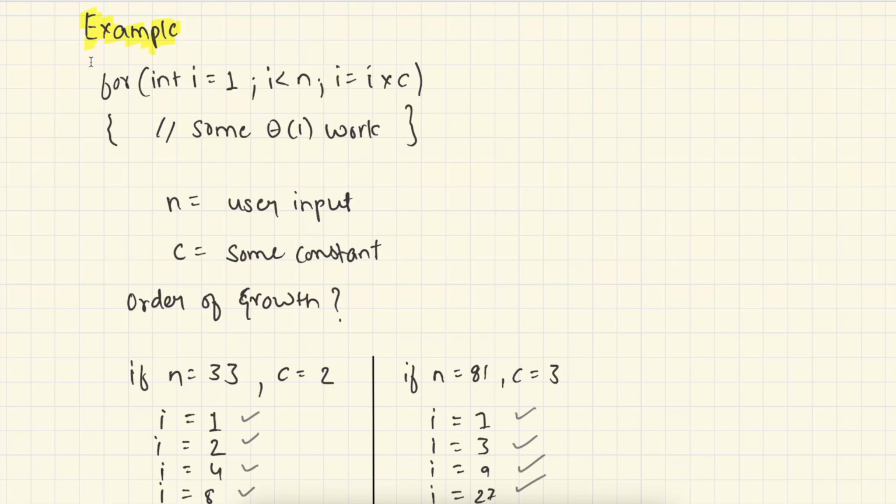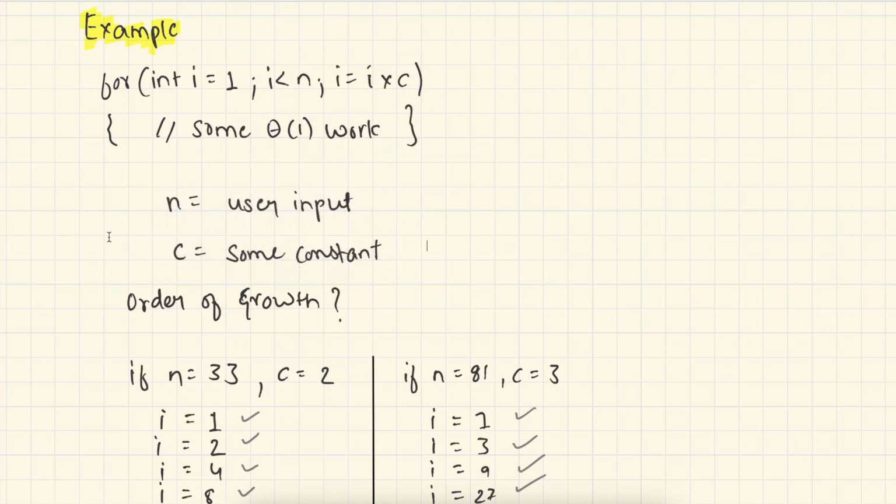In this example, we are running a loop from i equal to 0 till i less than n, and instead of adding and subtracting, now we are multiplying c with i in each iteration. Inside this loop we are doing some constant operation. Same as the previous example, our n is the user input. It could be any small value, it could be any larger value, and c is going to be some constant value.